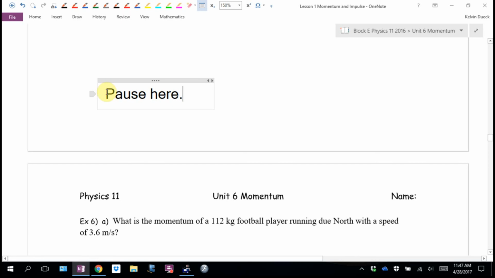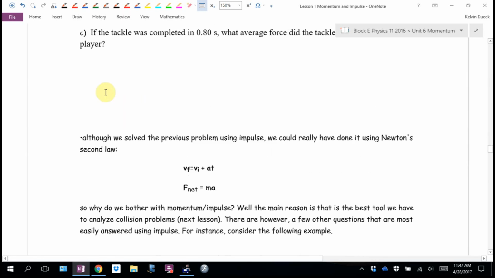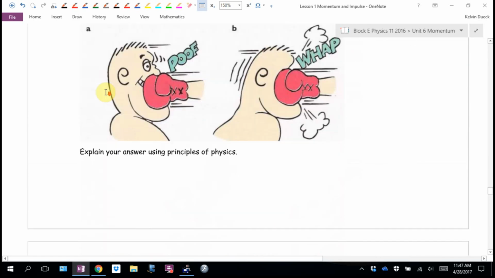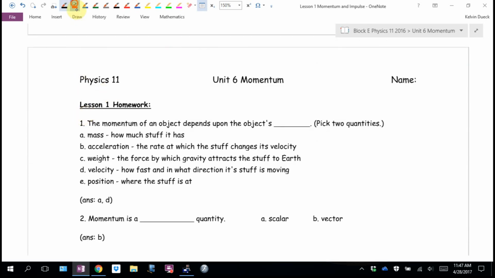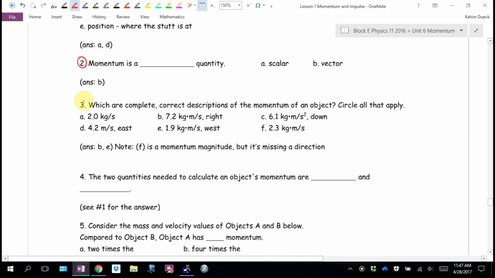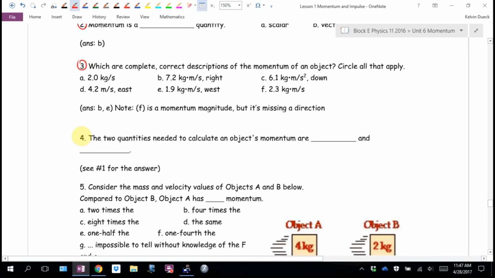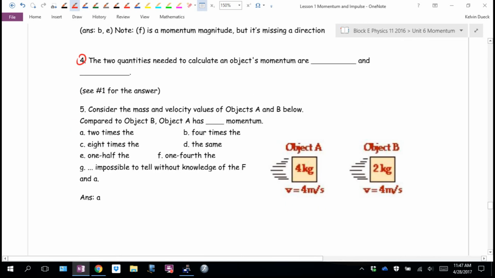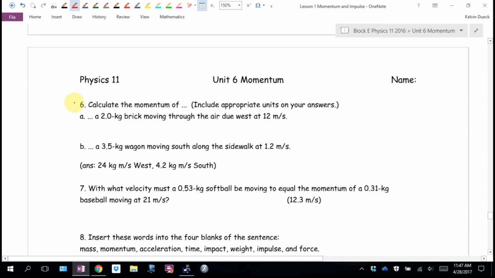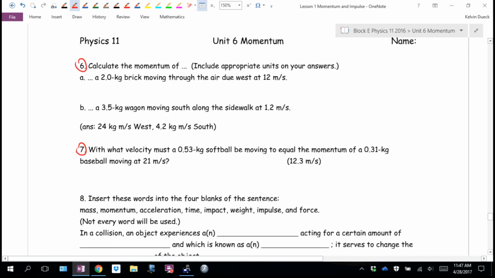Questions you can do already. Eventually, you're going to be asked to do all the questions from the homework. So if you're a nerd and you want to get a head start, you can try and figure the rest out. But for now, you can already do question the first, question the second, question the third, question 4, question 5. You can do number 6. You can do number 7.